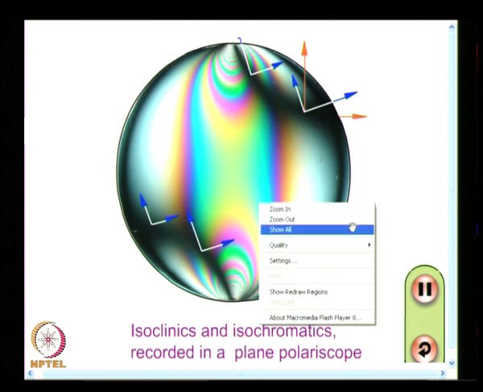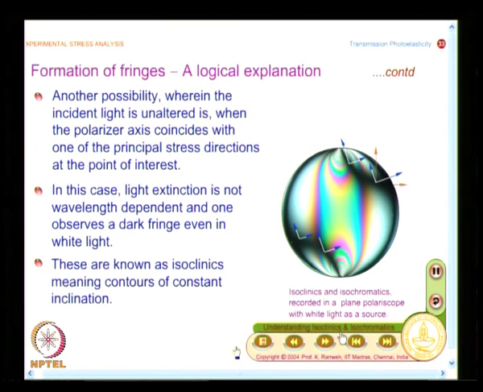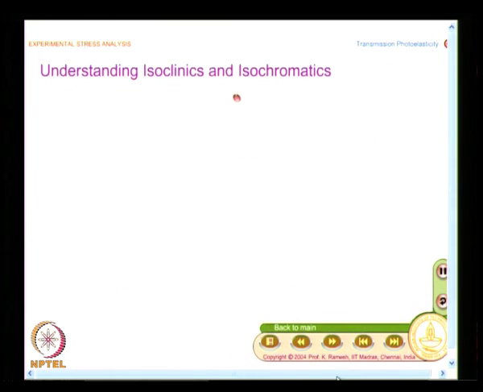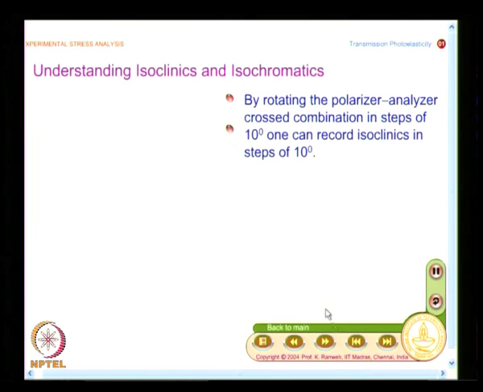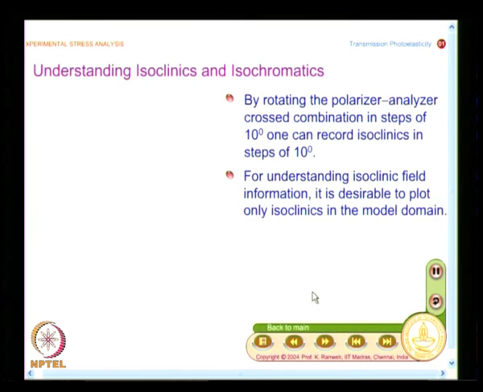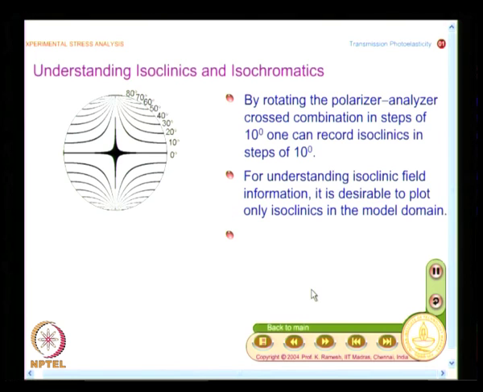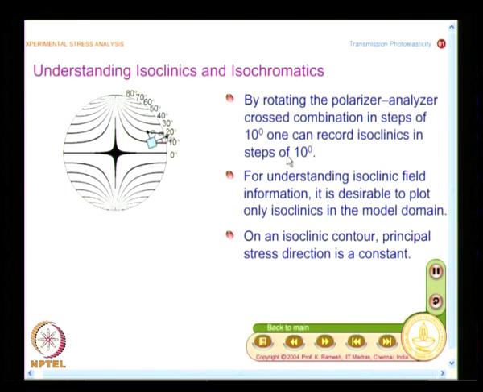And we can also have another way of looking at it. We will also have a look at in what way we can represent it. What I do is I rotate the polarizer analyzer crossed combination in steps of 10 degrees. One can record isoclinics in steps of 10 degrees and plot them.